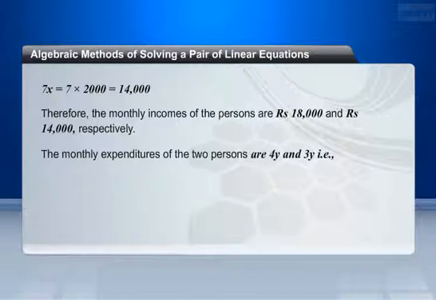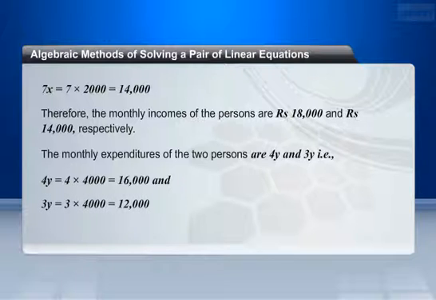Now let's calculate their expenditures. The monthly expenditures of the two persons are 4y and 3y, that is, 4y equals 4 into 4000 equals 16,000, and 3y equals 3 into 4000 equals 12,000. Therefore, the monthly expenditures of the two persons are 16,000 rupees and 12,000 rupees respectively.